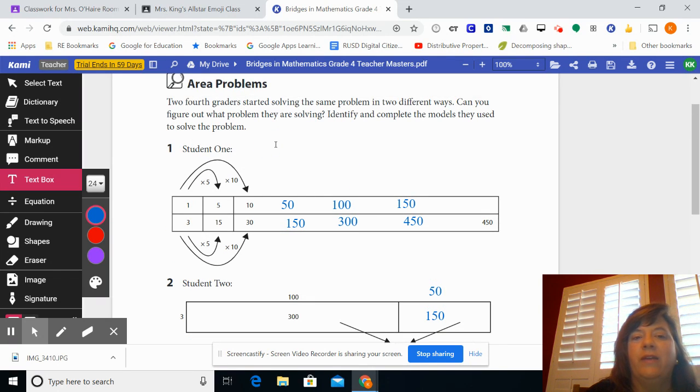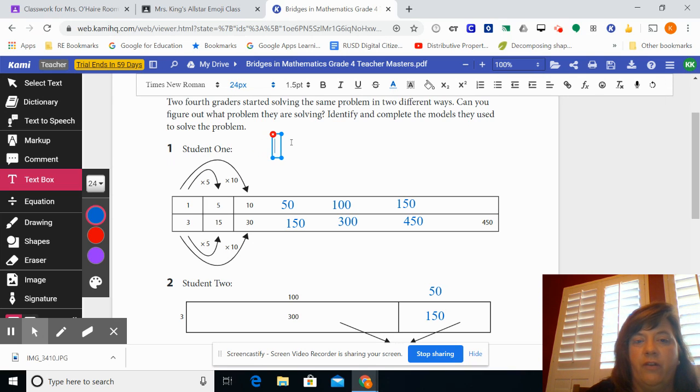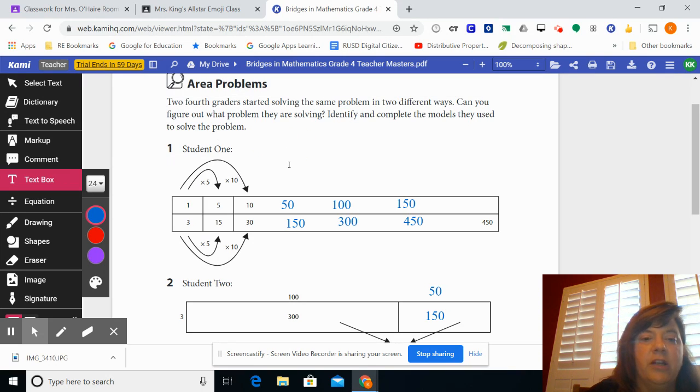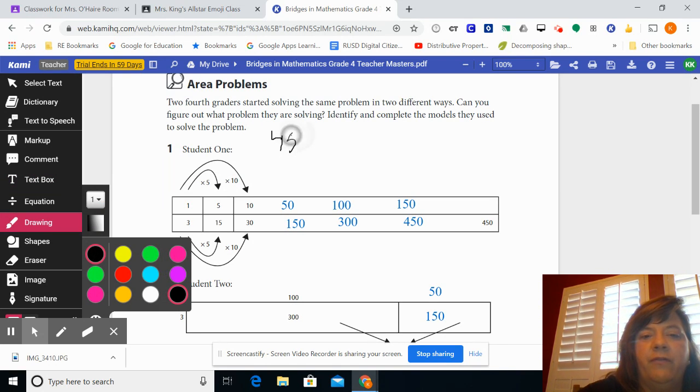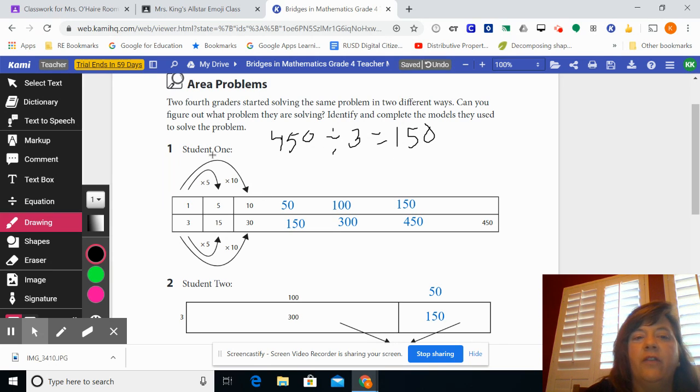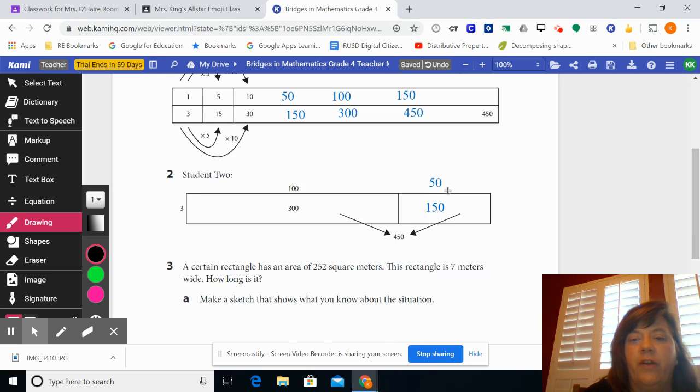So here's a way you can easily write the problem that they're solving. Instead of using the text box, you can take your finger and actually just write on your screen. I would have to go to drawing, and I just do black, and I can do 450 divided by 3 equals 150. That's what the problem is asking me. And the quotient is 150. So this is the quotient. This isn't great handwriting, but at least it is a little bit easier than doing the text box, and I can still see your work and it will share your annotations.